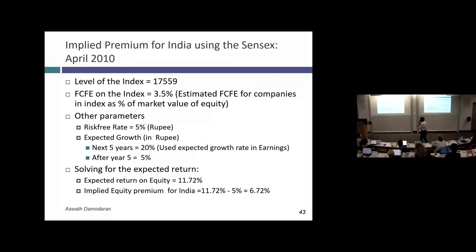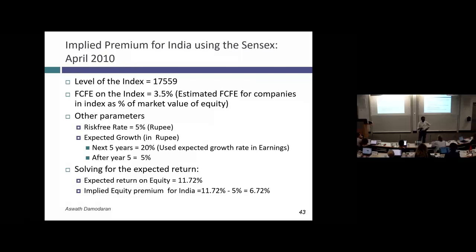And I put in growth rates that I was able to get for these companies. I solved for the IRR. I get 11.72% expected return. Based on how Indian companies were priced in April of 2010, they're priced to earn 11.72% a year. You subtract out the risk-free rate, 5%, and you get an implied equity risk premium for any market.